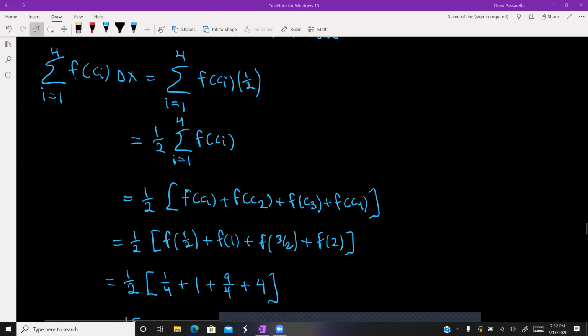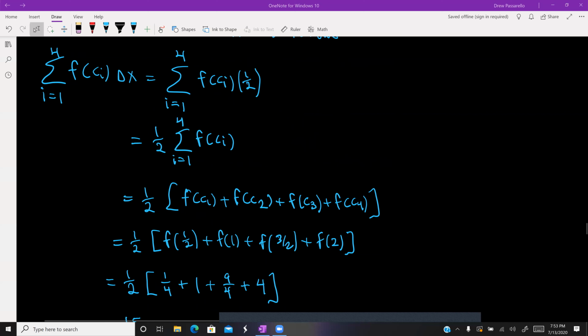And so right now we got 4 in for n, 1/2 for delta x. Now part of the summation is you can factor out a constant in front of the summation. So I could pull out the 1/2 in front of the sum. That way it makes it look easier because now we're taking the sum from 1 to 4 of just f of ci.